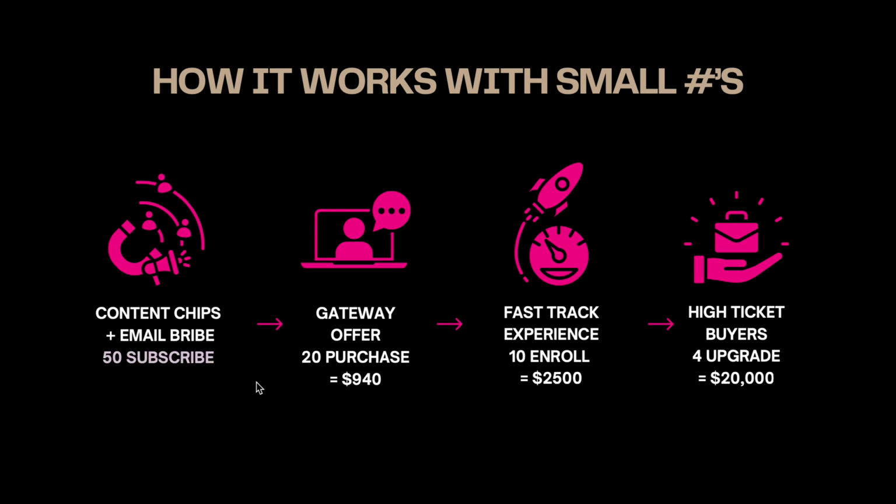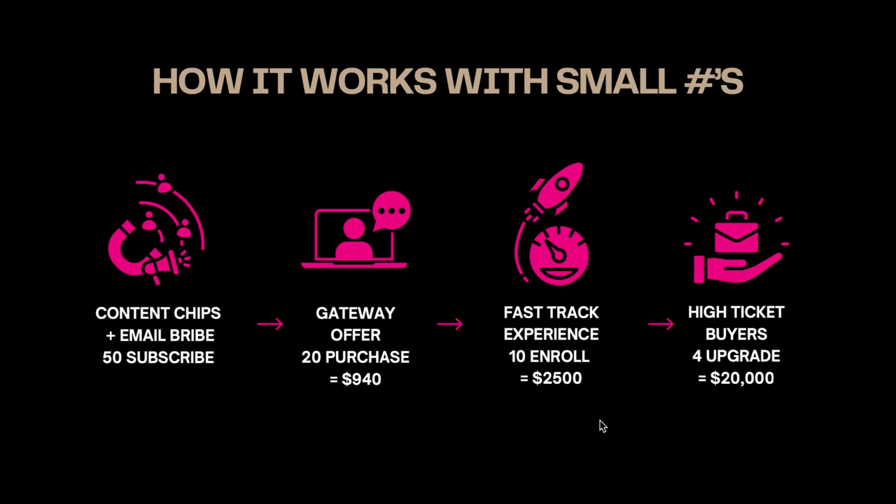You get 50 people to subscribe. Now, obviously, plug in whatever numbers you want to plug in here. If you know you can get 100 subscribers, or you can get 200 subscribers, plug in your numbers here. Same thing with the gateway offer. If you know you can get more people in there, let's say you get 50 people to buy your gateway offer. Fast track experience, maybe you have more than 10, maybe you have 25 people come into that, right? So kind of play around with these numbers and look and see how easy this is.